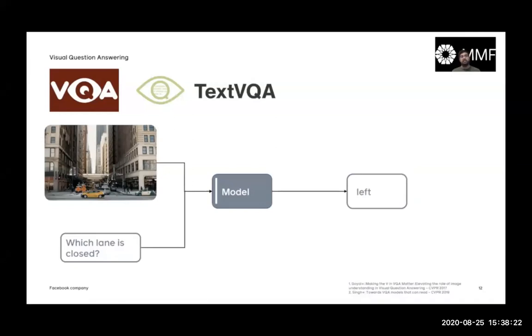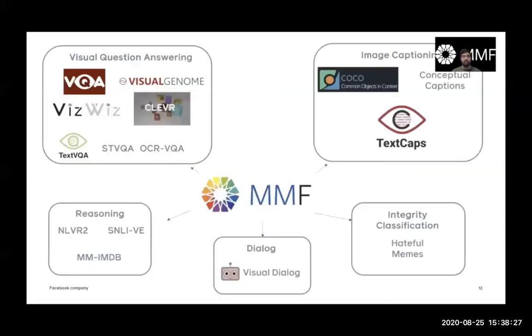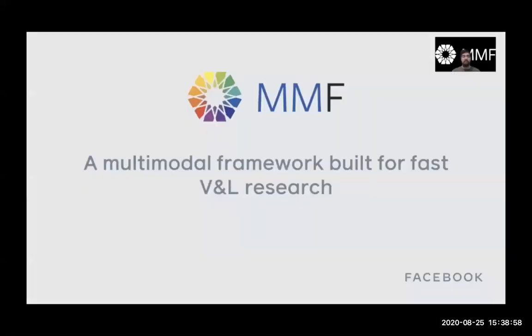They're taking an image and a text and just classifying them into a number of answer options. MMF contains a lot of these datasets, which can broadly be classified into five categories. Visual question answering, where we have multiple variations such as Visual Genome and CLEVR. Then image captioning, where you have to generate a caption for the image. Reasoning, which are pure reasoning tasks that require reading both the image as well as the text to answer something about the scenario. Then dialogue, which involves a dialogue over the image, and integrity classification, something like classifying a meme into hateful or not hateful.